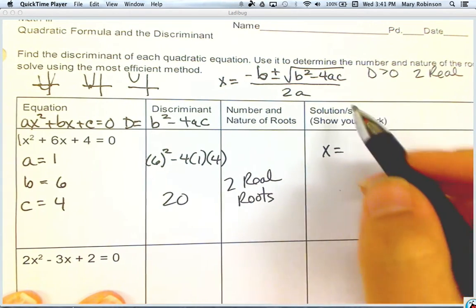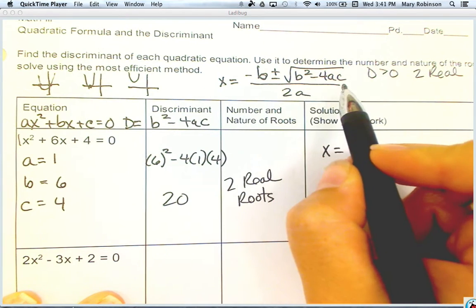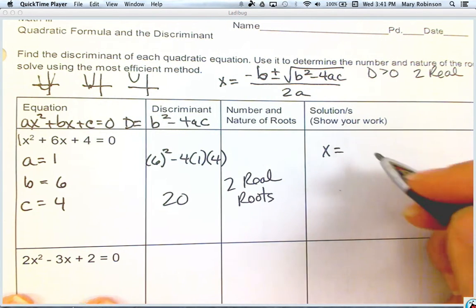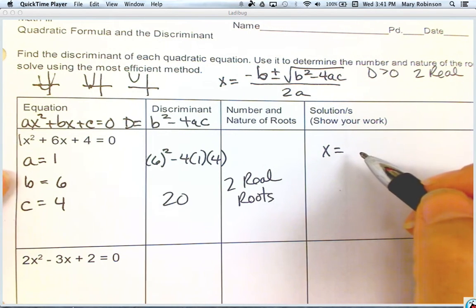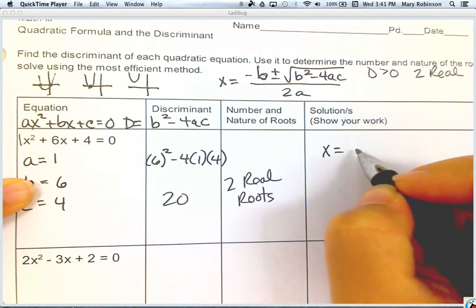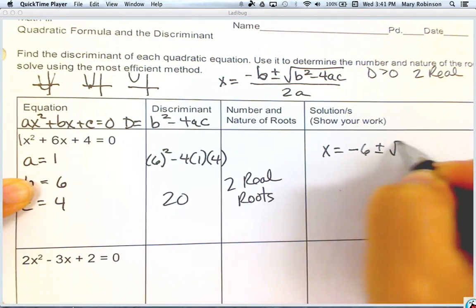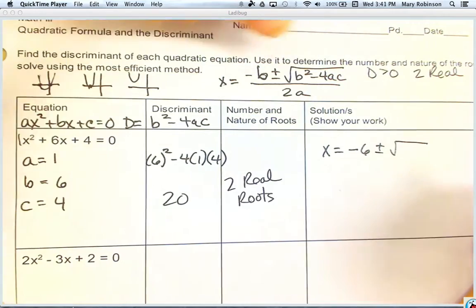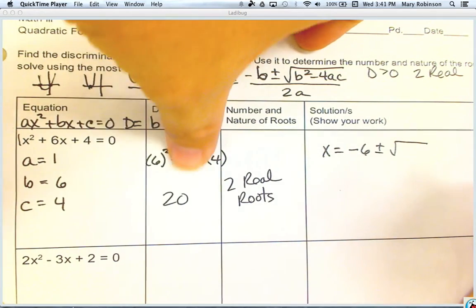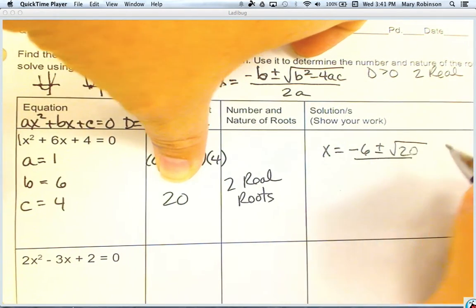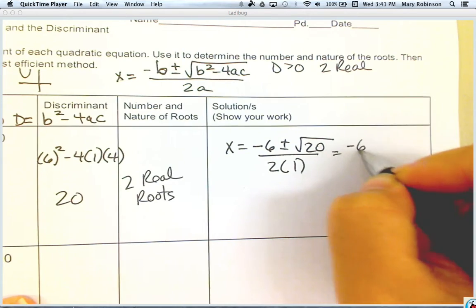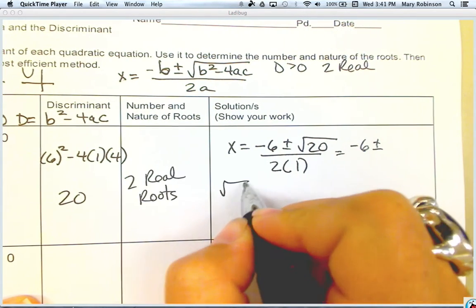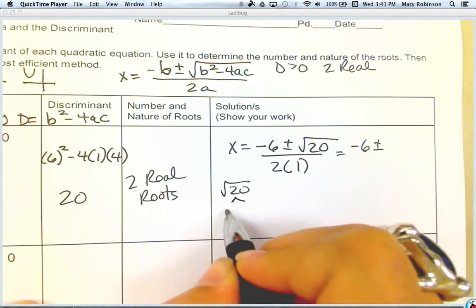To finish and find our solution, which remember is your x-intercepts when graphed, we use our quadratic formula. But remember that we already know the value of b squared minus 4ac, so we do not have to plug that in again. So we write down the opposite of b. If b is 6, the opposite of that would be negative 6, plus or minus the square root of 20, all over 2 times our a value, which is 1. From there, we continue to simplify. And remember that when breaking down the square root of 20, we use a factor tree.